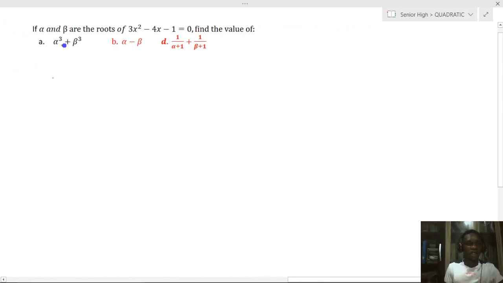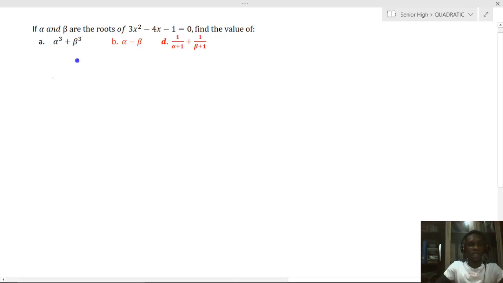So this is here. If alpha and beta are the roots of still the same equation we had, which is 3x squared minus 4x minus 1 is equal to 0, find the value of A, B, and D. Okay, this is meant to be C. Now I want to go for alpha raised power 3 plus beta raised power 3.